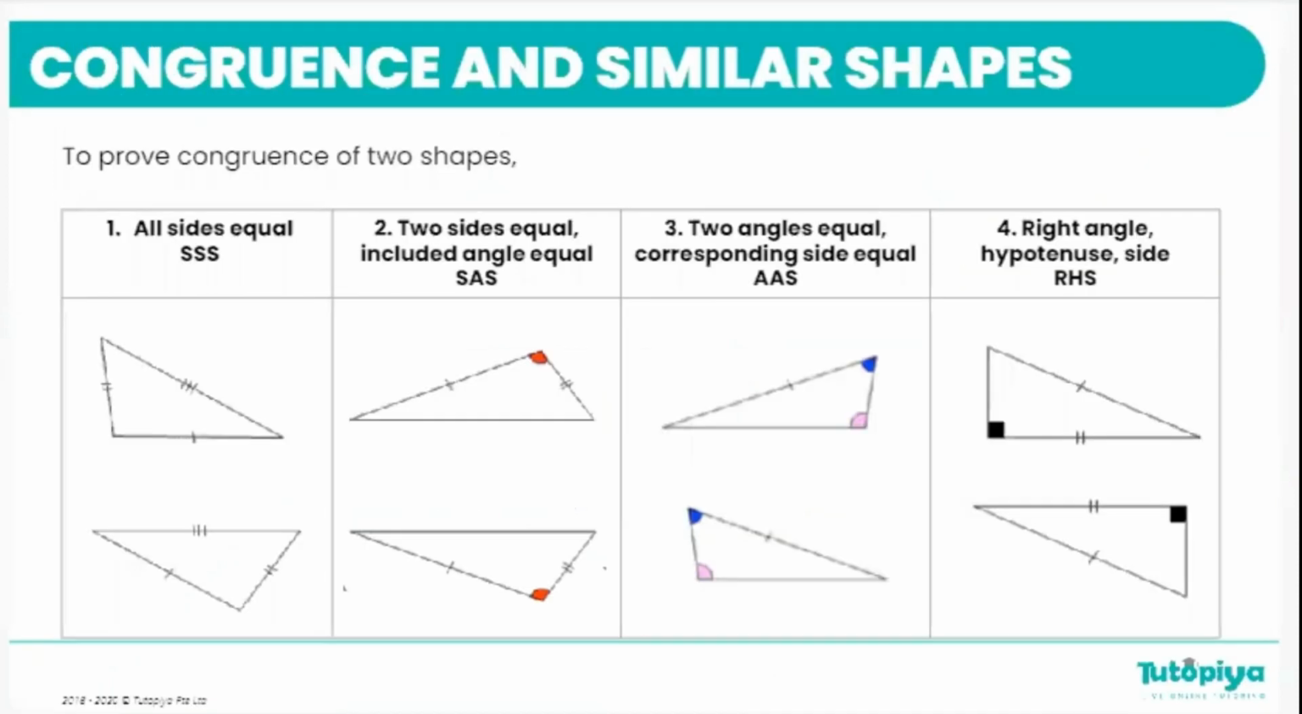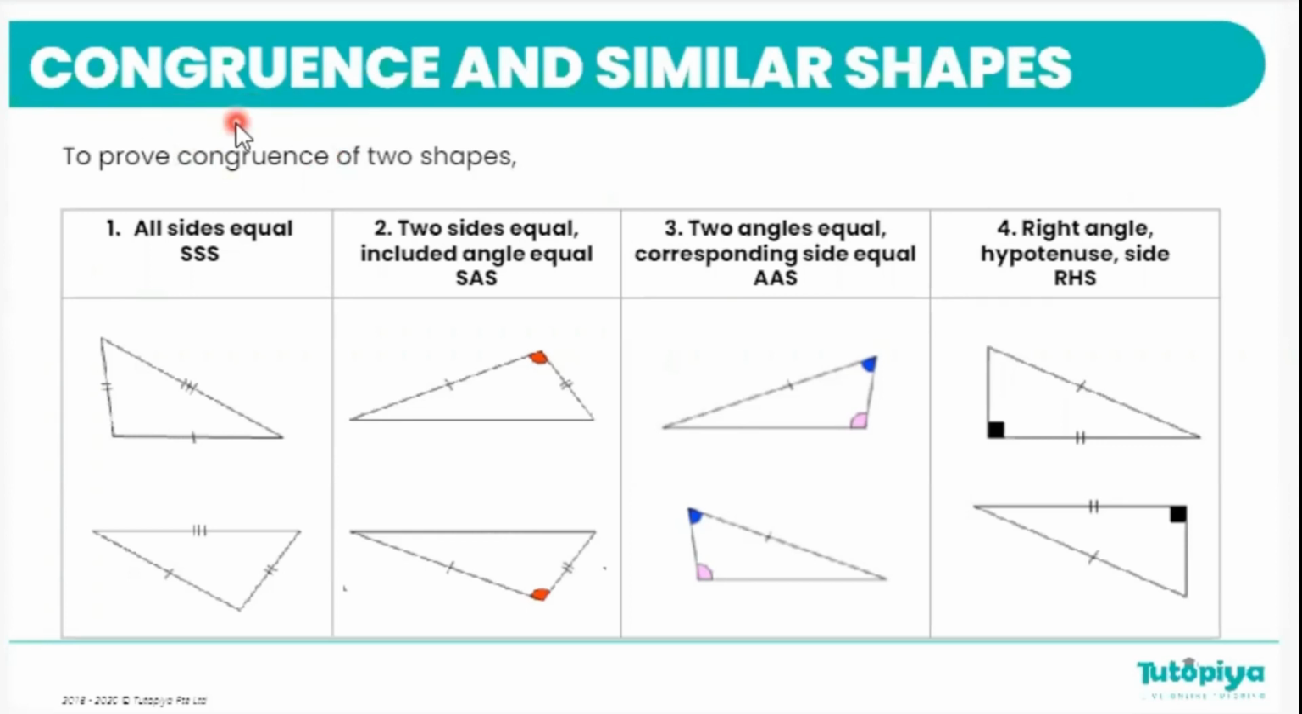To start off with, we're going to look at the concept of congruency. When we have congruent shapes, what this means is that we're looking at shapes that have the exact same sides as well as the exact same angles. And if we can prove that two different shapes have corresponding lengths with each other, as well as corresponding angles to each other, then we can call them congruent shapes.